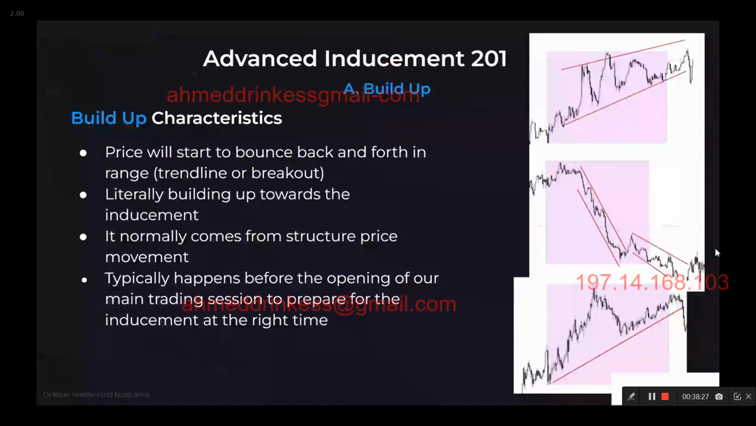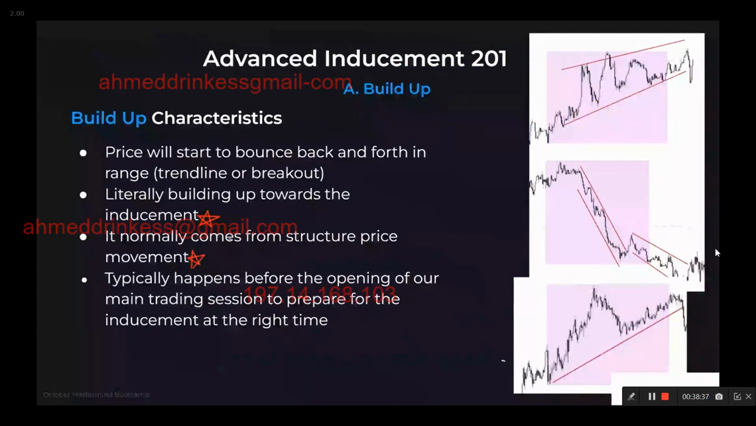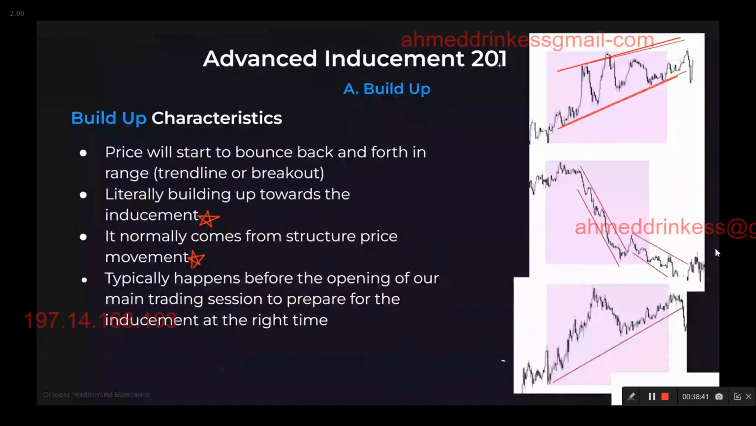It's just a standard trend line, channel, flag, pennant, whatever you want to call it. It's just luring traders into one specific direction. It's literally building up towards the inducement. That is just the most important point to know right here. If you had to know anything, these 2 points right here. When you're building up, we're just now classifying where these buildup ranges are, but it's literally building towards the inducement.